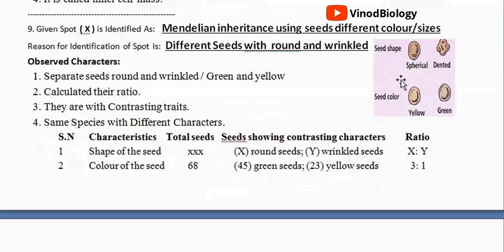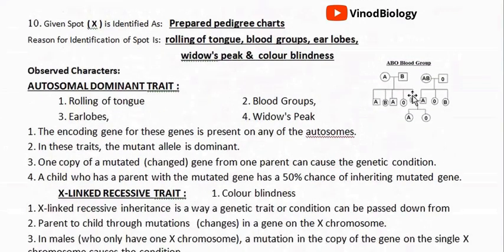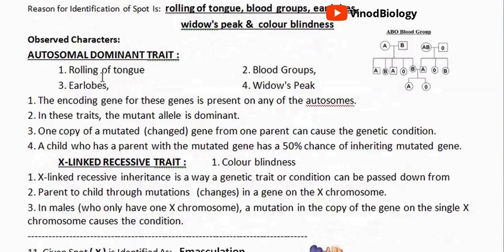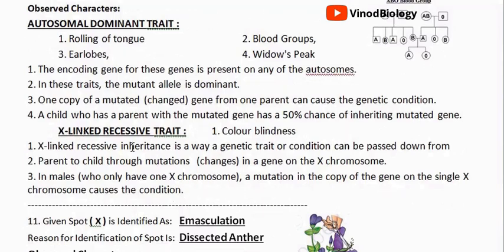Mendelian inheritance. In this image they'll keep different seeds with round and wrinkled shapes. Color also they can keep, but that's very rare. So remember, these are the characters. Next is the pedigree chart. Pedigree chart will be kept: rolling tongue, blood groups, earlobes, widow's peak, color blindness, anything they can ask. These are autosomal traits. In this, 1, 2, 3, 4 belong to autosomal dominant traits. Remember this. Color blindness is sex-linked recessive. X-linked recessive trait alone, color blindness. This is an easy question they may ask.